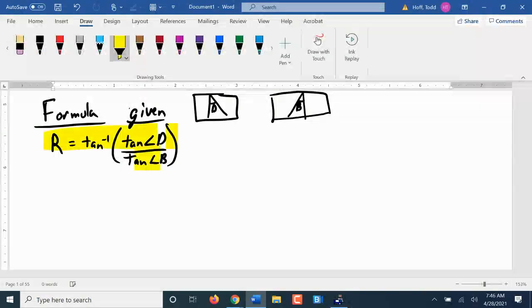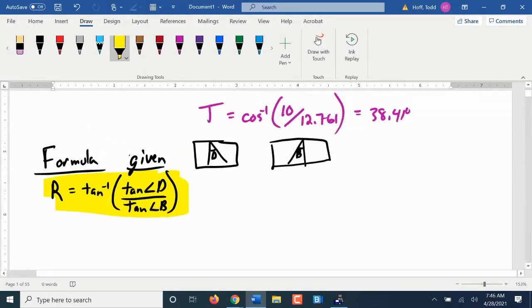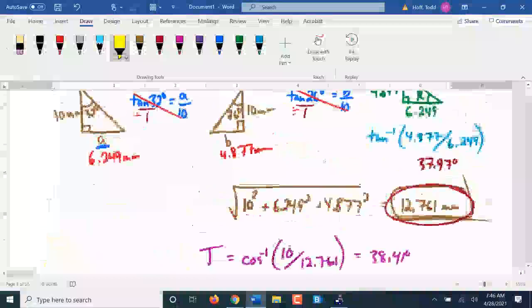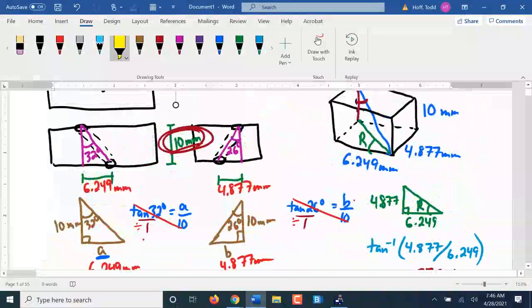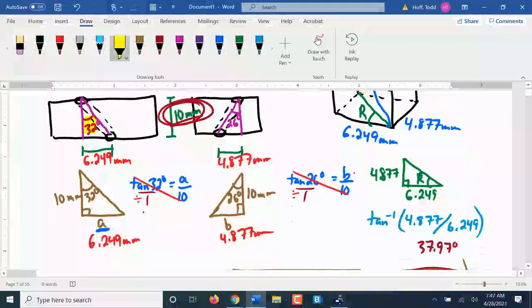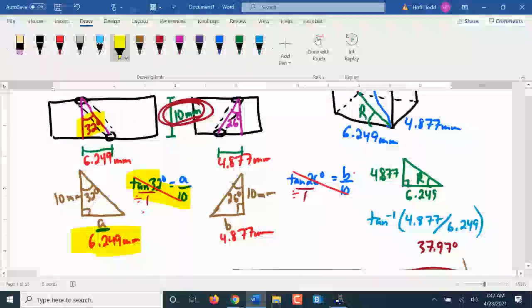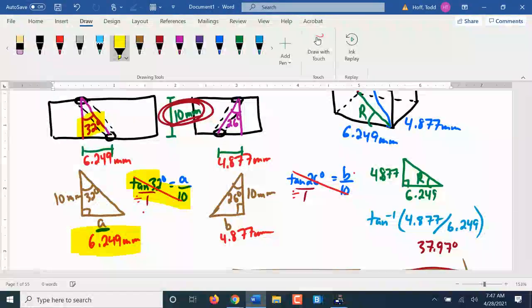Now this formula actually makes a lot of sense. I can make sure you got it down and I'll show you. If I go up here, it was the tangent of this angle that gave us this side here, right? This is just the tangent of the angle times the 10.